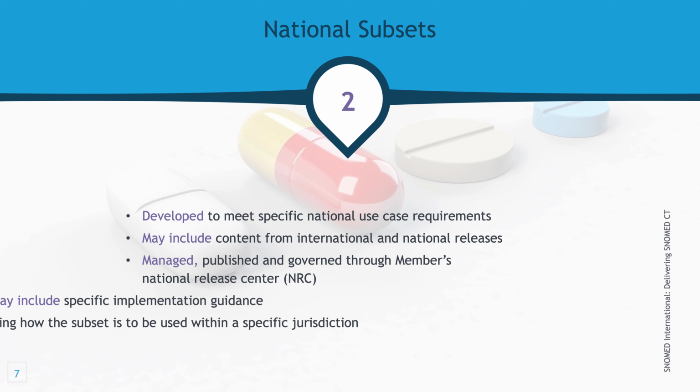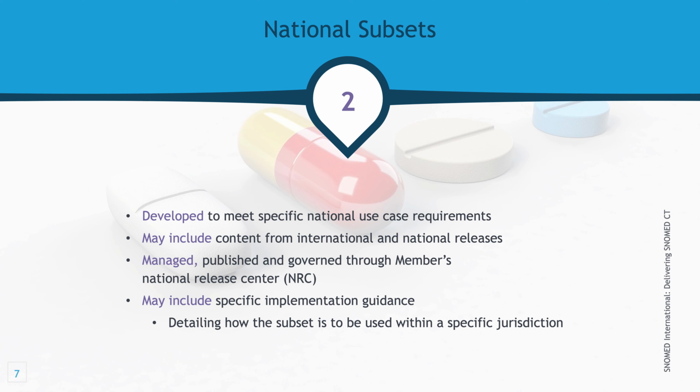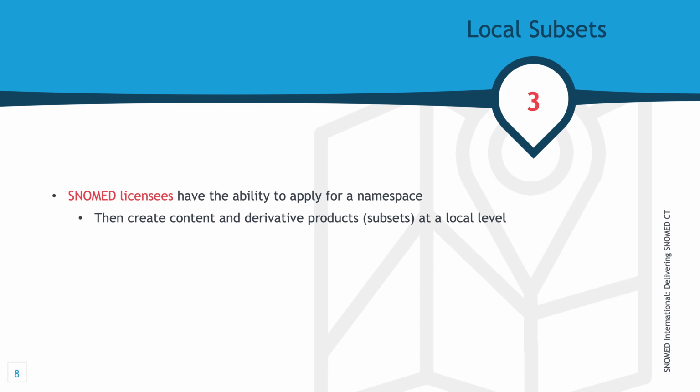They are often supplied with detailed implementation guidance to meet the documented requirements for subset usage. Lastly, national subsets are available to other SNOMED International members or licensees for review, and to assist in subset development elsewhere. Below the national level, subsets can also be produced and maintained at a local level to support local requirements.